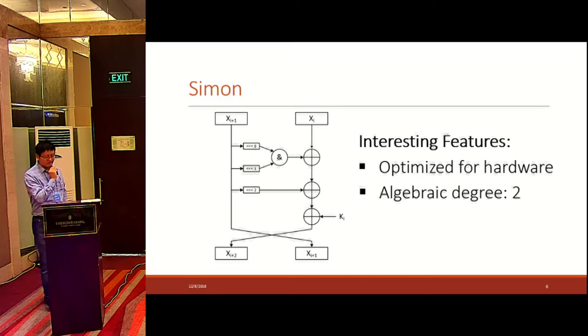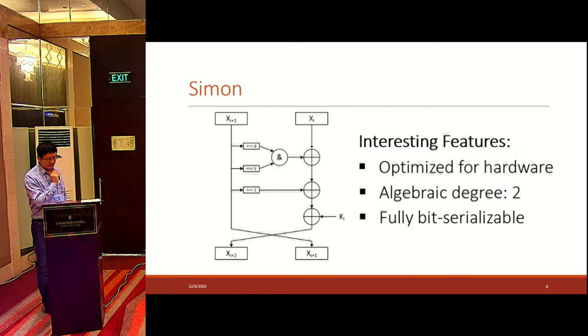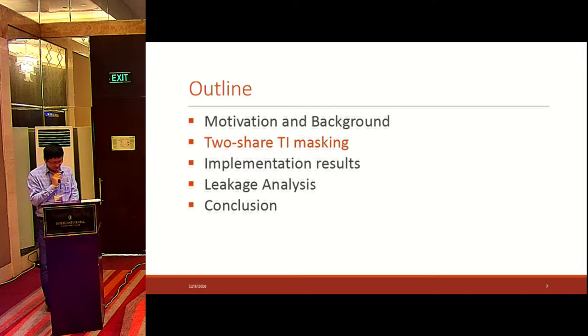As you can see, this AND operation only has an algebraic degree of 2, and Simon can be fully bit-serialized, meaning that our hardware implementation can process only one bit per clock cycle. This way we can minimize the resources used to implement Simon in hardware.